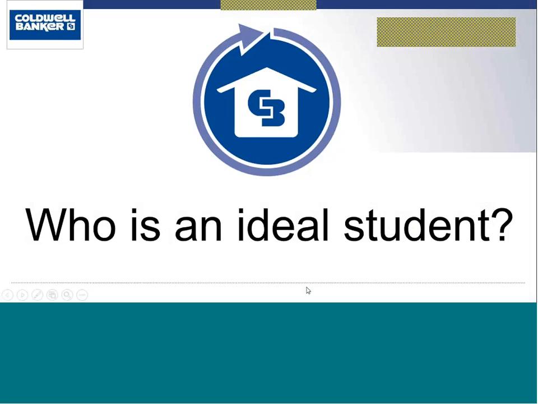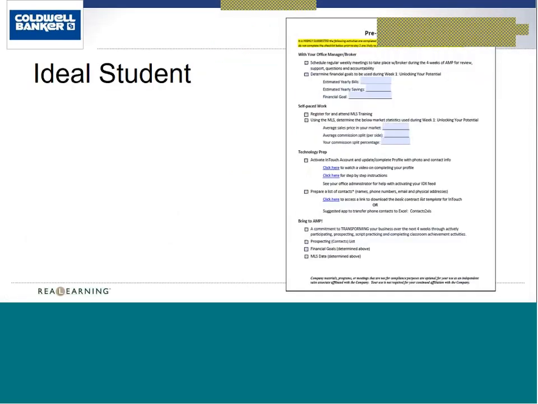So let's talk about who the ideal student is. There are several different types of agents that would be perfect for this program. And the first one is going to be the agent who's new to real estate. If they're brand new to real estate, my piece of advice for you is make sure they've completed their onboarding checklist. I know we just rolled out this new onboarding checklist, but think about this.